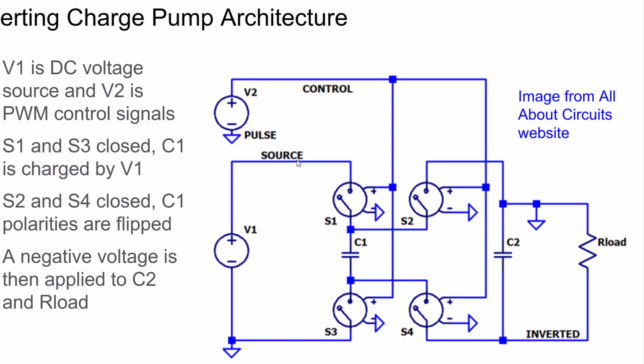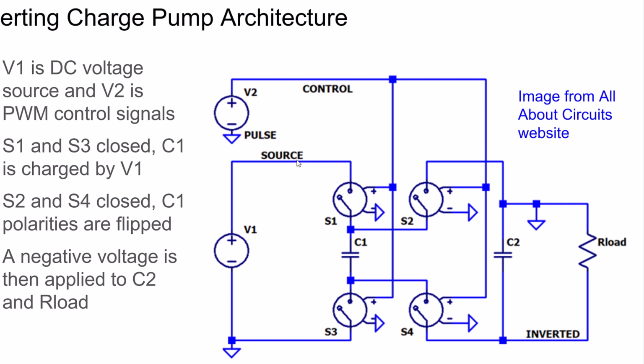Well, really, V1 is just our voltage source. So think of this as our positive voltage power supply. Could be 3.3 volts, could be 5 volts, could be something else. V2 is really just a pulse width modulated signal that's going to be controlling our switches. And our switches are S1, S2, S3, and S4.